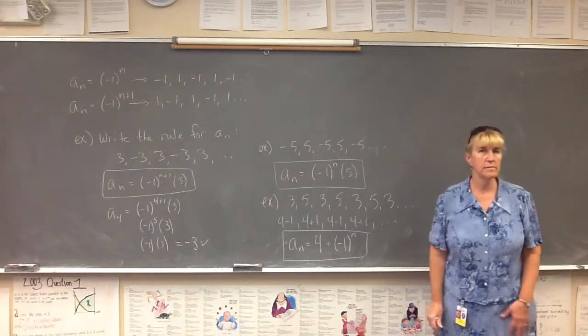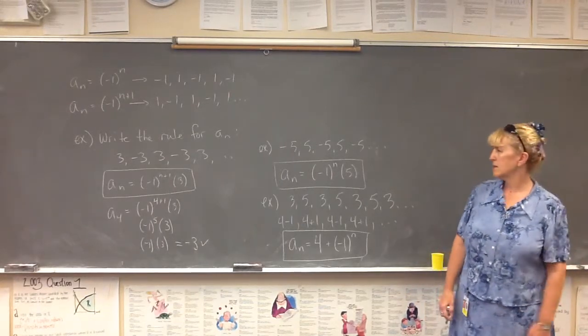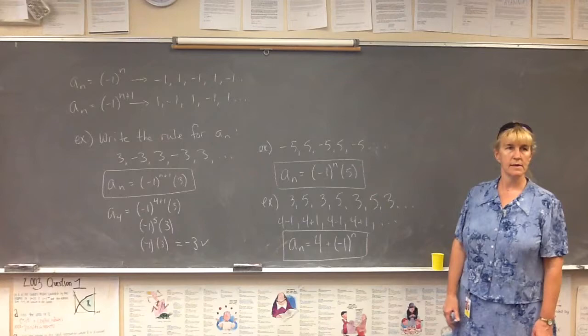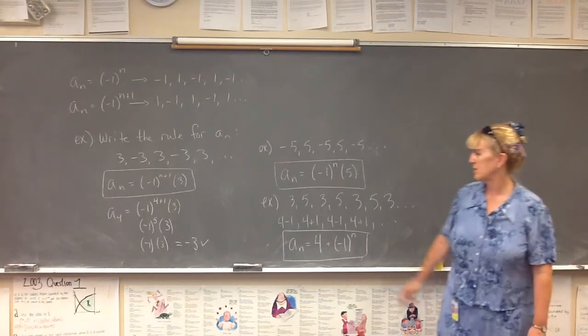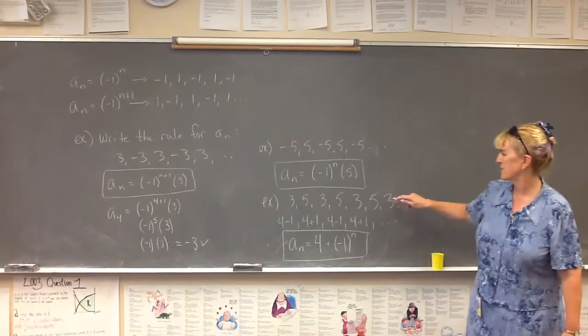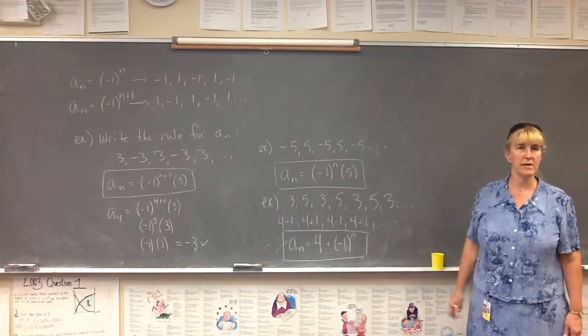How could you check it? Plug in a number. Plug in a 3 or a 4 or a 5 or something, 6 or 7. So you get 1, 2, 3, 4, 5, 6, 7. Hopefully you plug in a 7, you get a 3 for the answer.